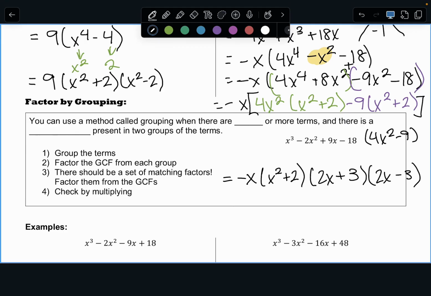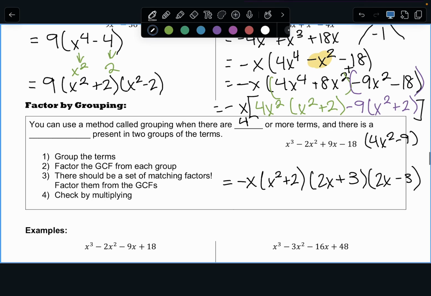What this type of factoring is, when you go from 4 terms to groups to pulling out a GCF and then regrouping, that's called factor by grouping. And that's the first thing we're going to talk about today. So when we have 4 or more terms, like in this case, we created a 4th term, and there's a GCF present in those 2 pairs. Like here, the GCF was 4x squared. Here it was negative 9. So if you have 4 or more terms and 2 pairs of things have a GCF, then we can factor by grouping. Long story short, if you have 4 or more terms, you factor by grouping.